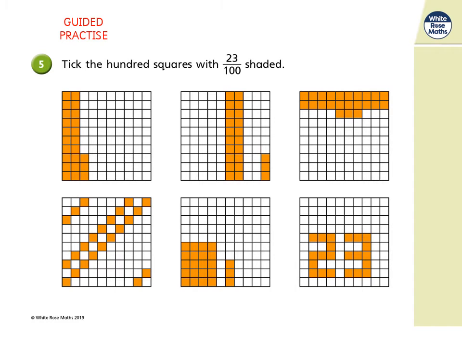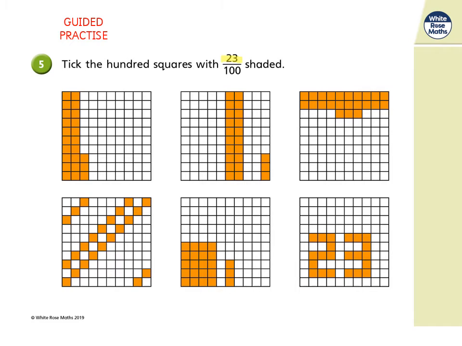So this one's going to be guided practice again. We're just going to talk through it, Lucy. So we're going to tick the 100 squares with 23 hundredths shaded. So we know that our 100th square has 100 equal parts, so it's 100 squares in that box. Okay, and if there's 23 hundredths, we know that we need a total of 23 boxes shaded.